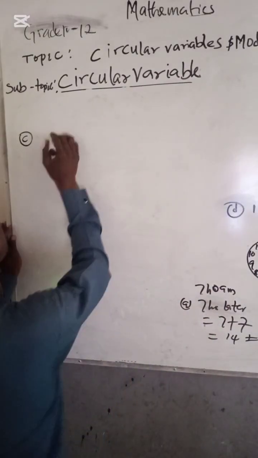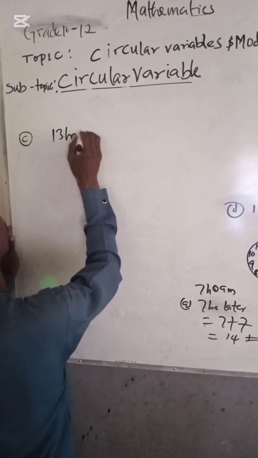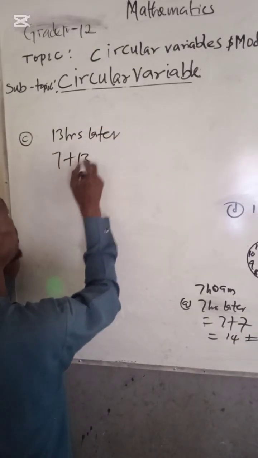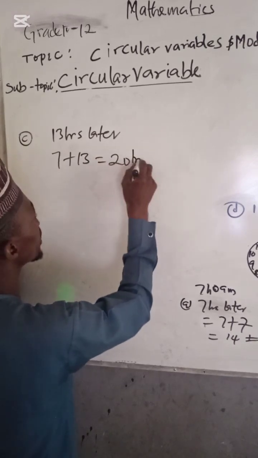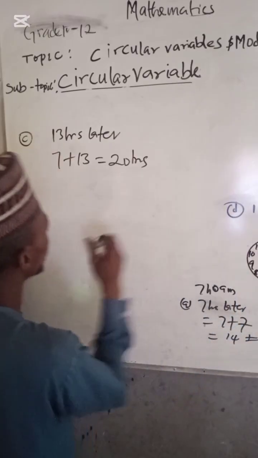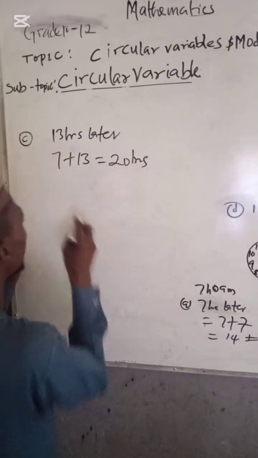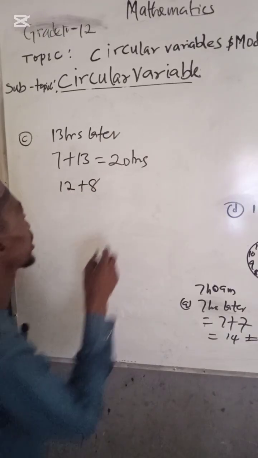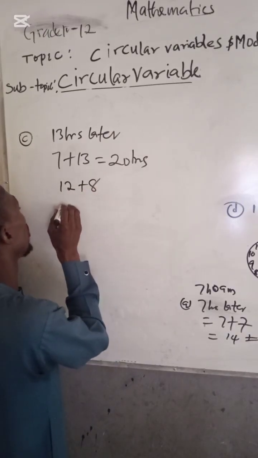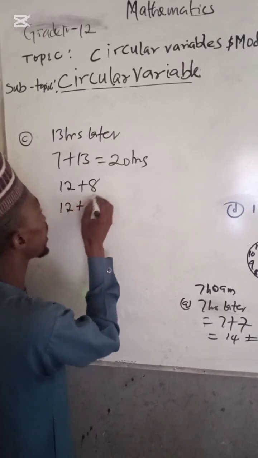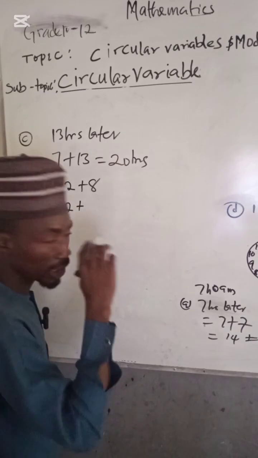See, 13 hours later, that is 7 plus 13. That gives you 20 hours. Now, remember the variable has a circumference of 12 units. So you have 12 plus 8. So it means after 12, you have 8 hours addition. That gives you what?